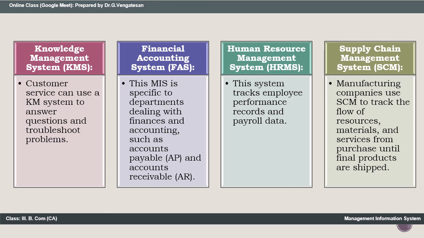And supply chain management, as we all know, we have many suppliers to manufacture a particular product. So manufacturing companies use supply chain management to track the flow of resources, materials, and services from the purchase till the final product is shipped. As we all know, in a business organization, we have many levels of department. This supply chain management will start from the purchasing of raw material and continuously process and monitor all the activities of the business concern till the goods have been finalized, that is the finished goods, until they have been exchanged to the customer. All these details will be recorded under the system called supply chain management.